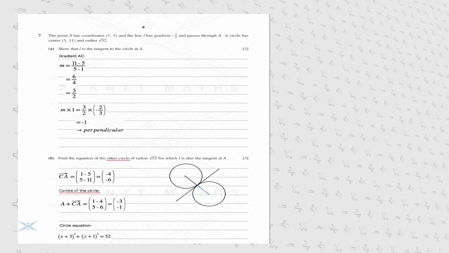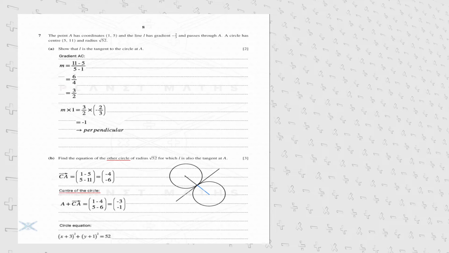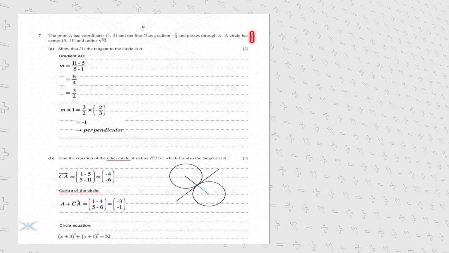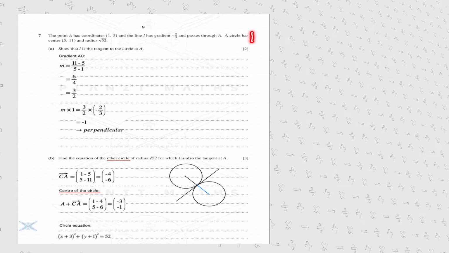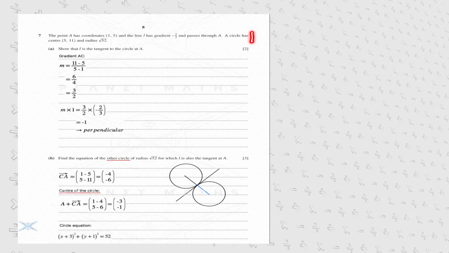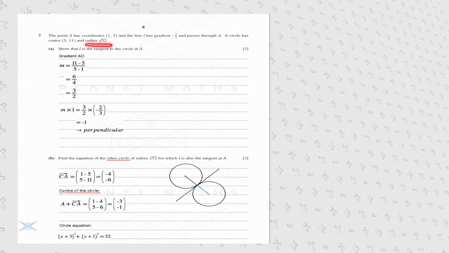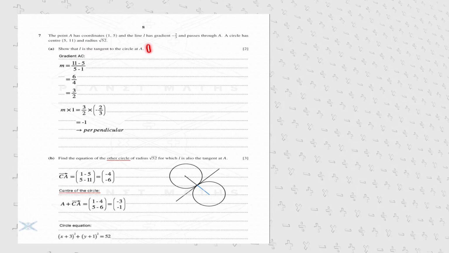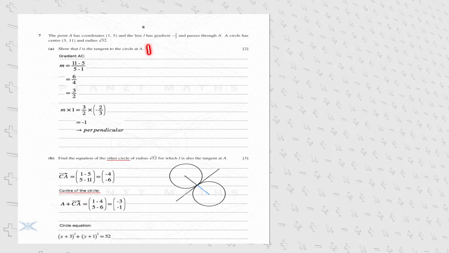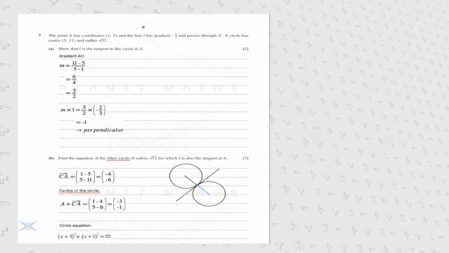Moving on to exercise 7, where it is stated that the point A has coordinates 1, 5 and the line L has gradient negative 2/3 and passes through point A. A circle has center 5, 11 and a radius of the square root of 52. In part A we are supposed to show that L is the tangent to the circle at A. This can easily be established as follows.